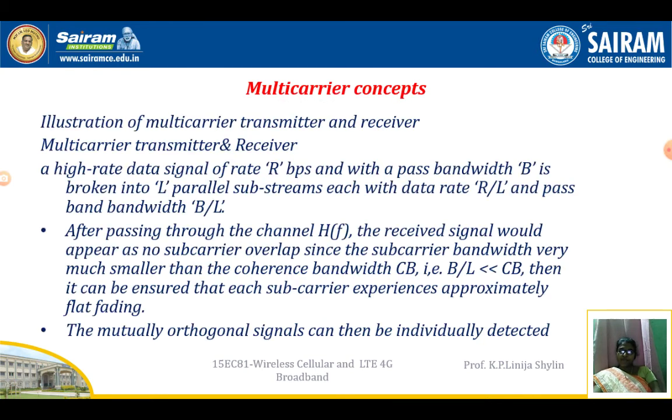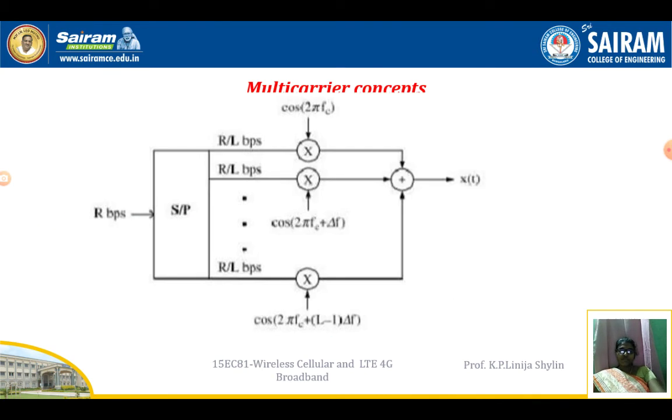So the input of the transmitter is a high rate data signal of rate R bits per second. For this signal, the passband bandwidth is represented by capital B, which will be broken into L pieces. So we give it to the serial to parallel converter. In the serial to parallel converter, this is broken into L parallel substreams, each with data rate R by L, and B by L is the passband bandwidth.